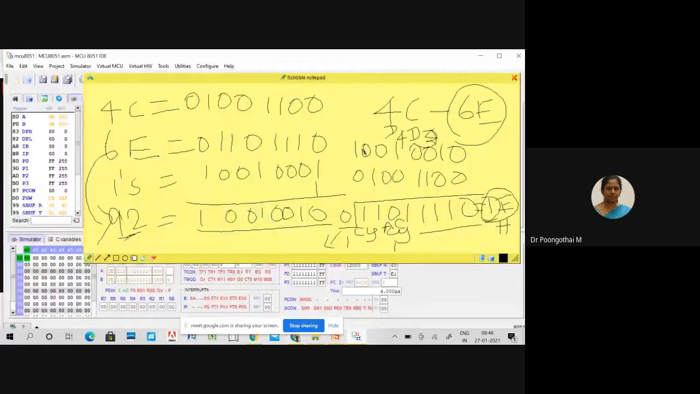Ma'am, why do we want to invert that carry and auxiliary carry? So this is actually the internal operation of your microcontroller. This rule should be followed during your subtraction. The reason is that your 8051 does not have any subtractor circuit internally. So that is the reason.